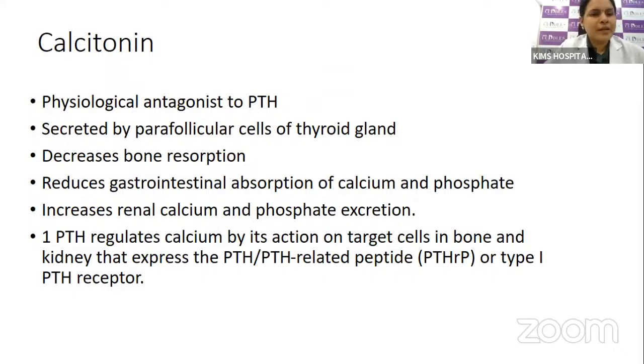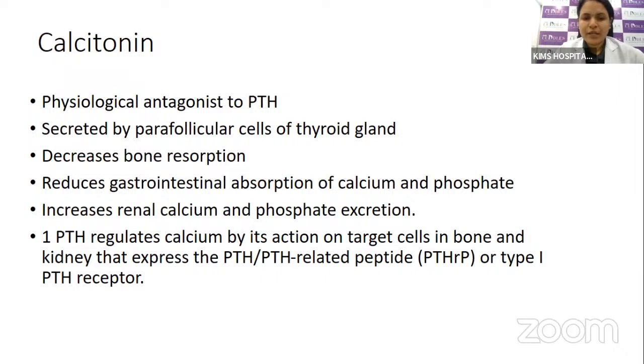The hormone that works in a diametrically opposite fashion to parathormone is calcitonin, which is its physiological antagonist. Calcitonin is secreted from the parafollicular C cells of the thyroid gland. It decreases bone resorption and hence decreases the release of calcium from the bone. It also reduces gastrointestinal absorption of both calcium and phosphorus and increases renal calcium and phosphate excretion. So by all these actions, calcitonin reduces the serum calcium levels.